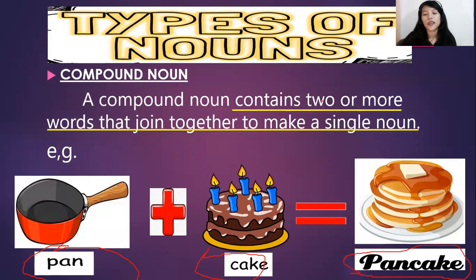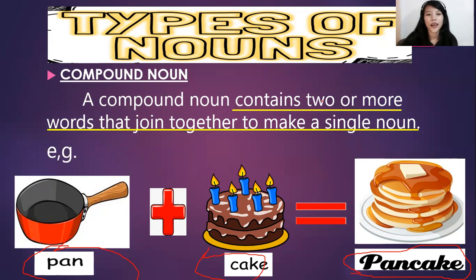Another example of a compound noun is hot plus dog equals hot dog. Again, for a compound noun, we have two words joined together to create or form another new word.